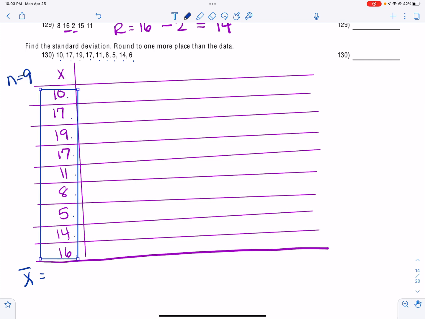Square my box off a little bit here. All right, so I'm a little cockeyed, but that'll work. All right, so let's add them up. 10 plus 17 plus 19 plus 17 plus 11 plus 8 plus 5 plus 14 plus 16. All right, so I get 117, which I'm then going to divide by 9, and that gives me 13.